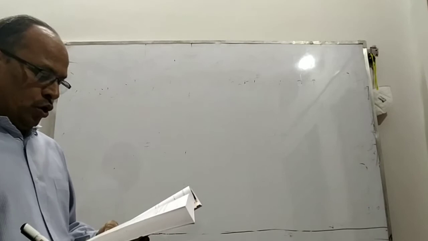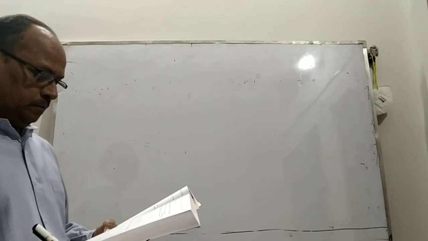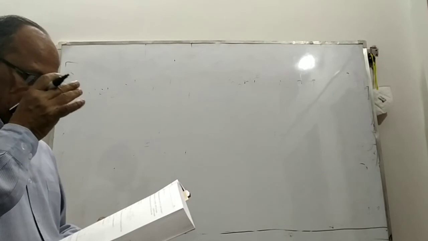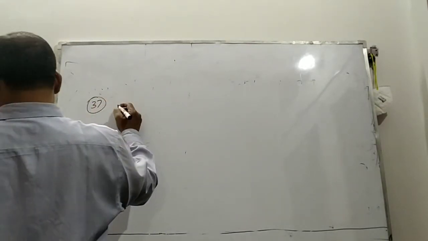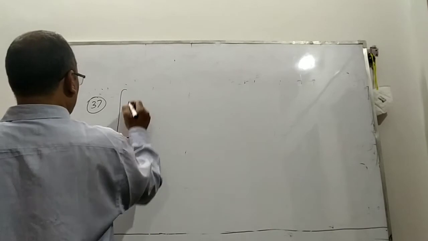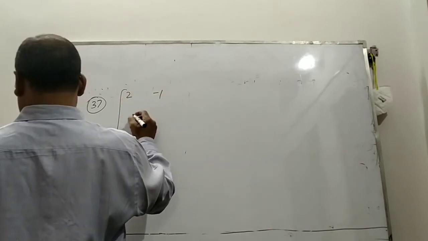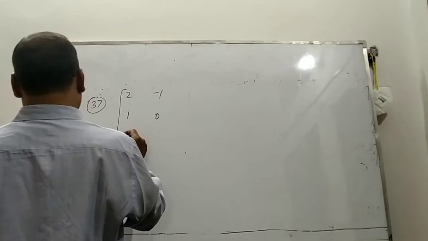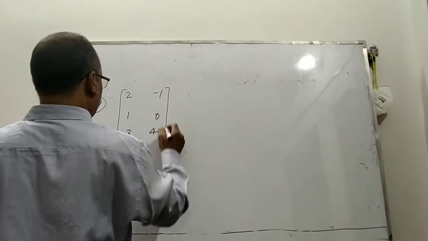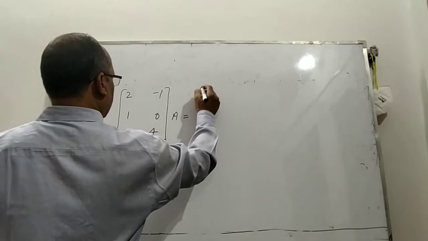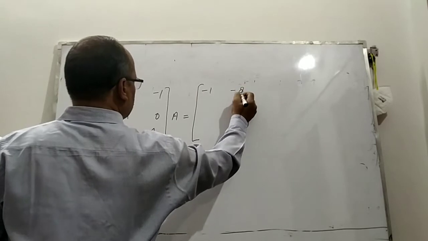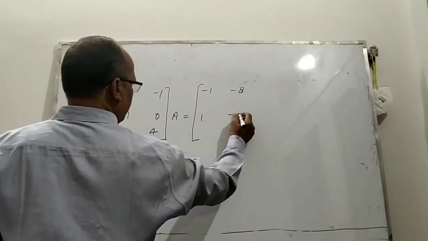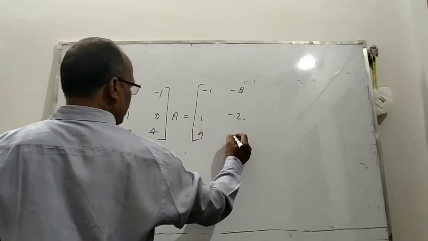Now you will see question number 37. This type of question you will see: the matrix [2, -1; 1, 0; -3, 4] multiplied by the matrix A equals [-1, -8; 1, -2; 9, 22].